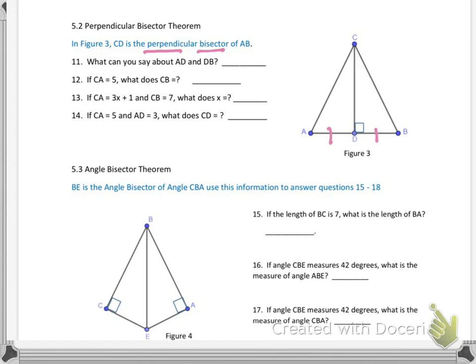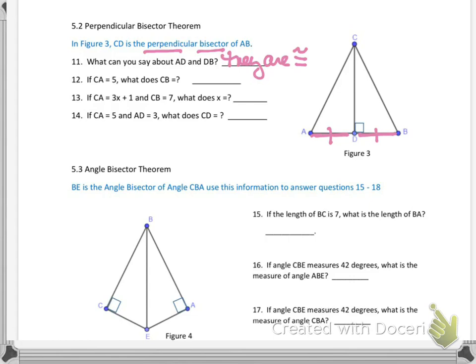Okay, so we have that understanding. Question 11 says, what can you say about AD, which is right here, and DB? So what happened? When they got bisected, they were cut exactly in half. So what you can say is that they are congruent. Okay, that's just the symbol for congruent. Okay, let's go on to question 2.